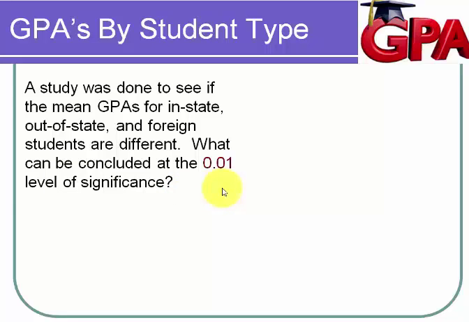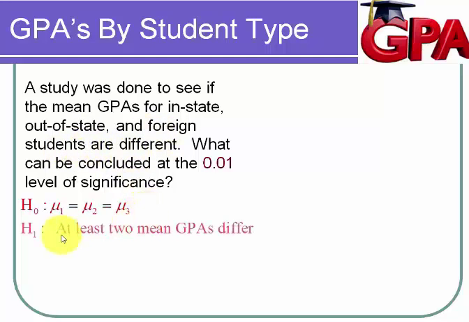So let's start out by talking about H0. First, this will be ANOVA because we have 3 different quantitative survey questions, and we want to find out if the means are not all the same. So H0 will be that mu1, the mean GPA for in-state students, equals mu2, the mean GPA for out-of-state students, equals mu3, the mean GPA for foreign students. And then H1 is that at least 2 of these mean GPAs differ from each other.